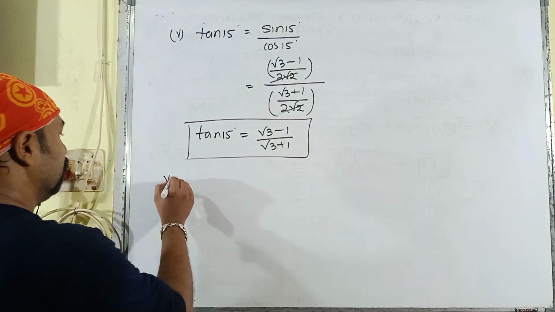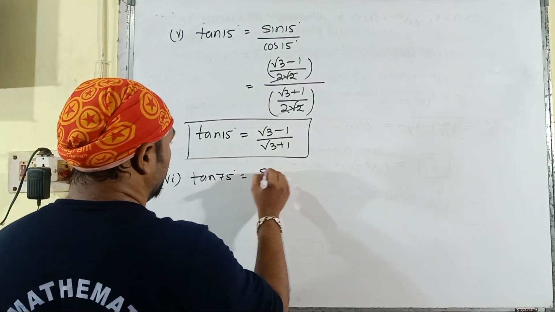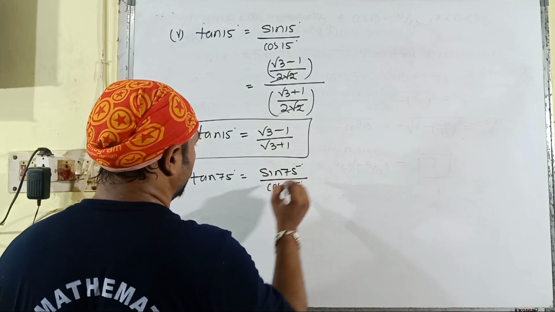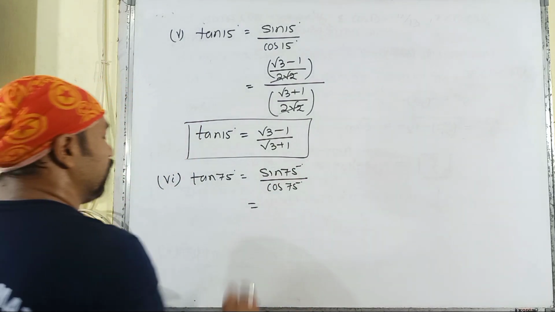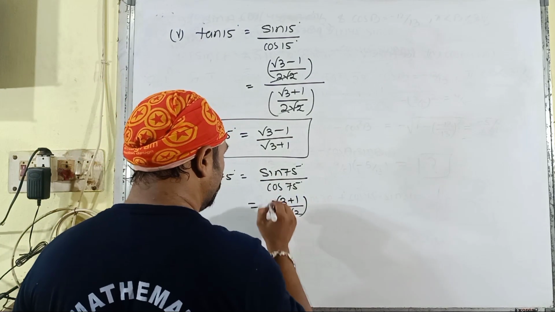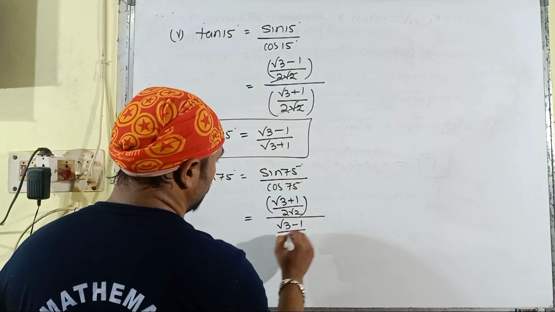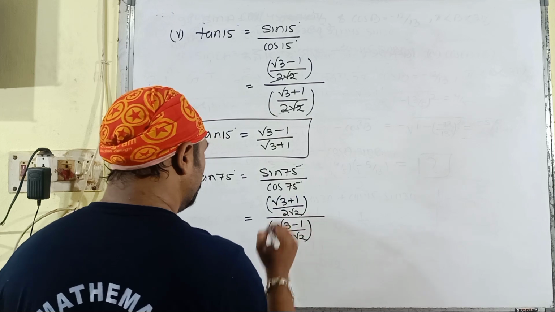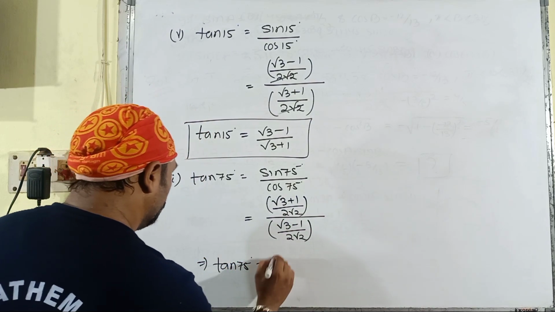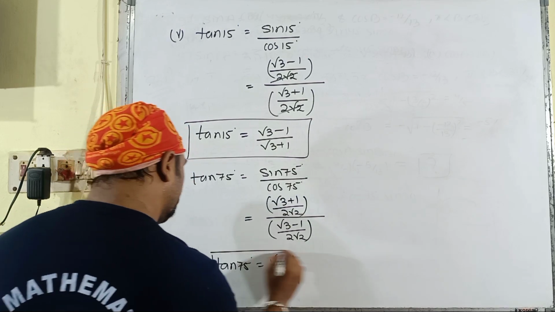Then the sixth one, tan 75 degree, and it will be sin 75 degree divided by cos 75 degree. The value of sin 75 degree is root 3 plus 1 divided by 2 root 2 whole divided by root 3 minus 1 divided by 2 root 2, and then this will be tan 75 degree is equal to root 3 plus 1 divided by root 3 minus 1.